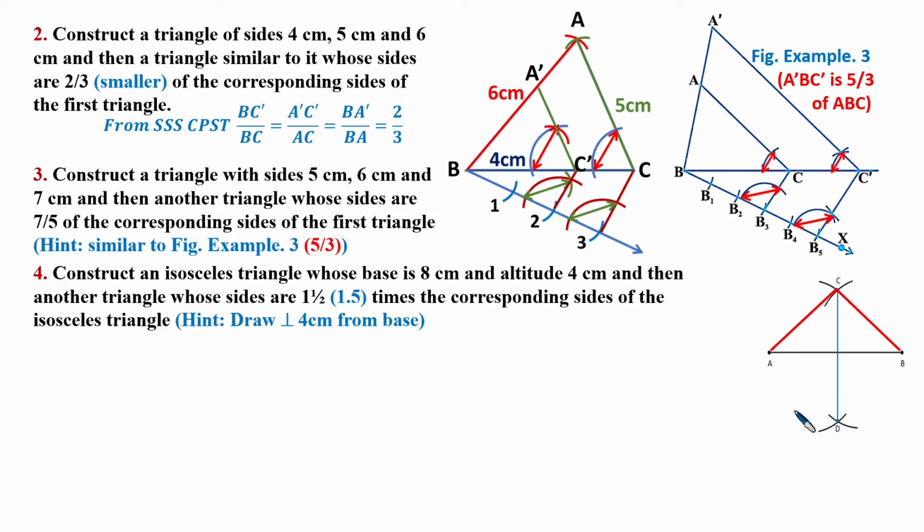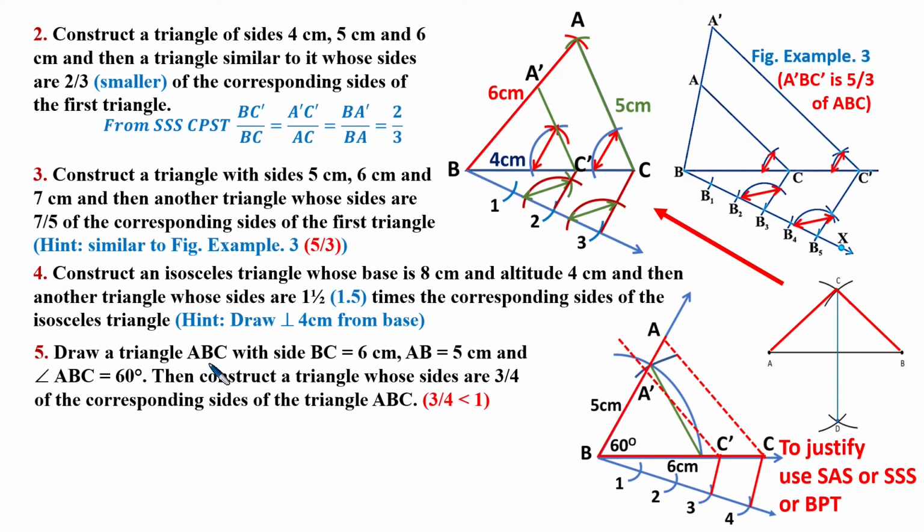Then using the similar rule, you draw one line here and 1.5 times, you again do the similar procedure and draw another triangle whose sides are 1.5 times the corresponding sides of the first. So this is also very easy, very similar to this, so kindly do it.